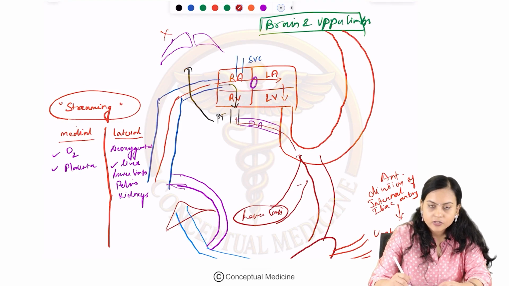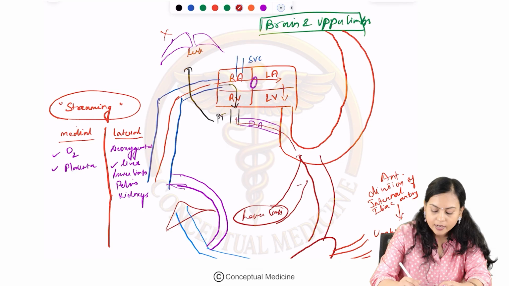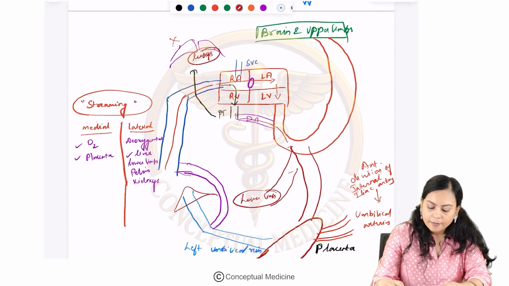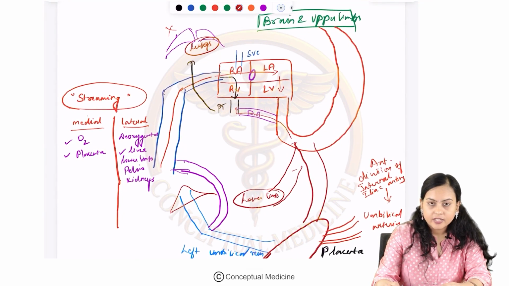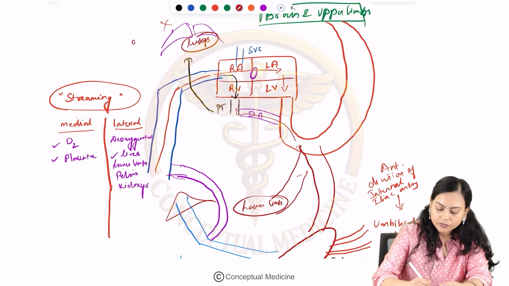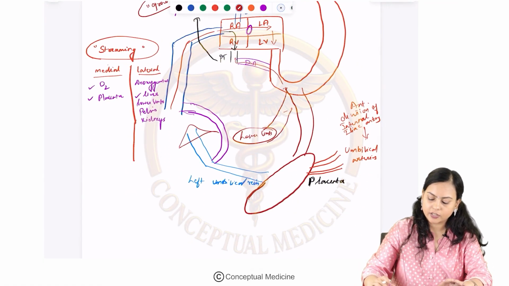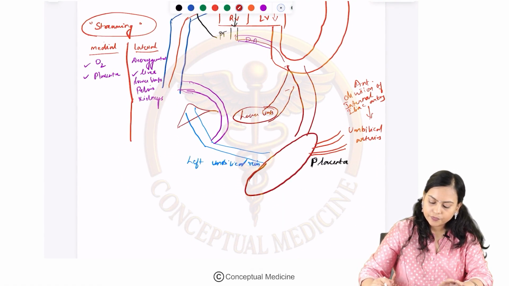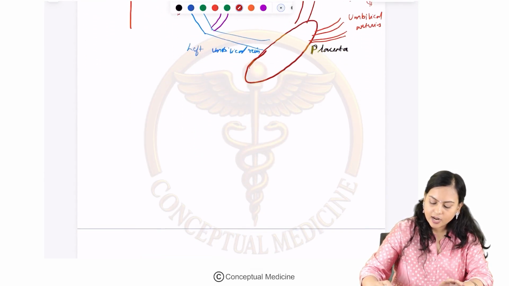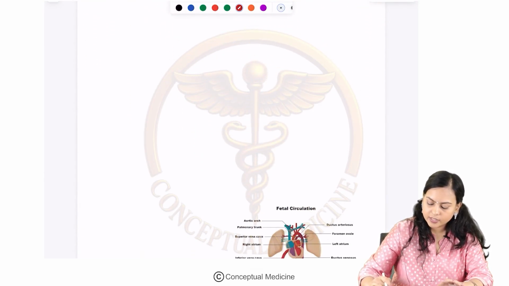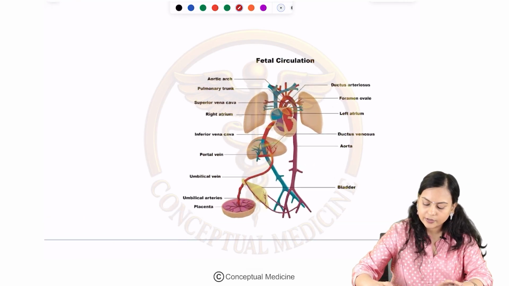Also, some of the deoxygenated blood that is entering the pulmonary trunk will be sent to the lungs. There is no action in the lungs, but for the growth of the lungs, some amount of blood supply is needed. So that is provided through the circulation. I hope this would have made sense, and we'll see it once again through the picture that will give you a clear idea.